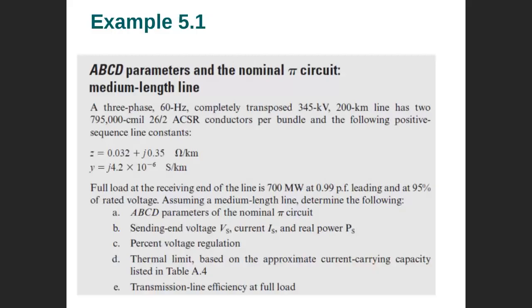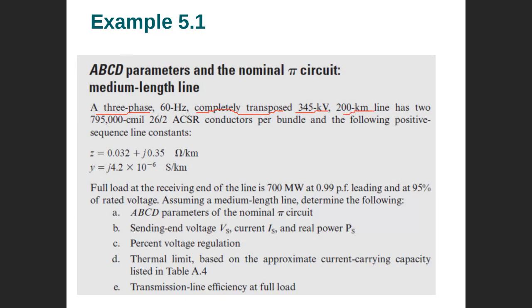So the terminology, what you read here, you will be familiar with. A three-phase, completely transposed line, so you're already familiar now, means that every phase will carry the same current. So completely transposed means balanced. Another word is balanced. 345 kV is the rating of the transmission line. 200 kilometer, of course, is the length of the transmission line.